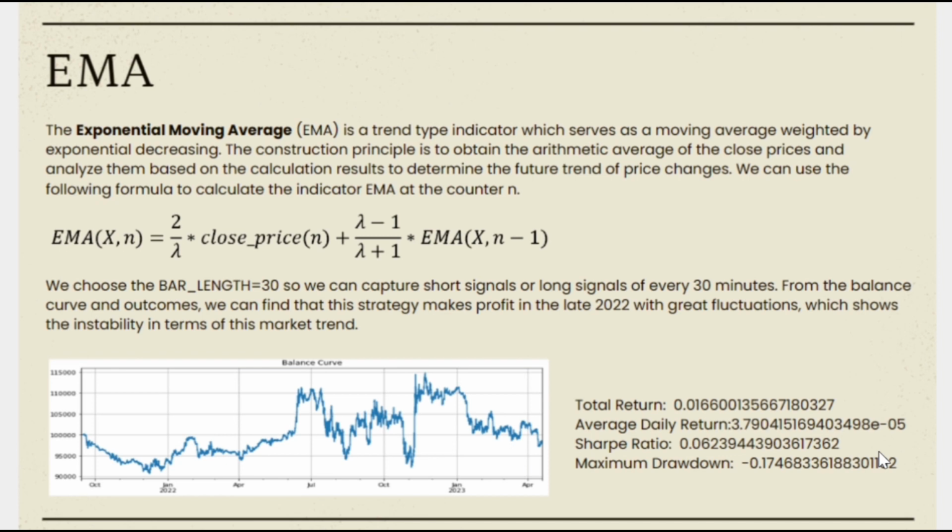We choose the bar length equal to 30, so we can capture short signals or long signals every 30 minutes. From the balance curve and outcomes, we can find that this strategy makes profit in late 2020 with great fluctuations, which shows the instability of this market trend.